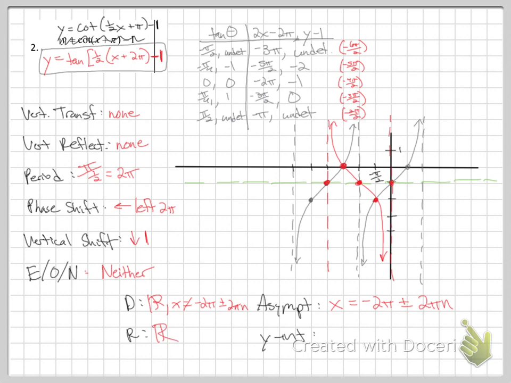Range goes up and down forever. And the y-intercept, remember I'm looking at the red one, it has an asymptote on the y-axis, so the y-intercept does not exist. Okay, this is tangent and cotangent. We will talk about it more in class, and I hope you guys are doing good.